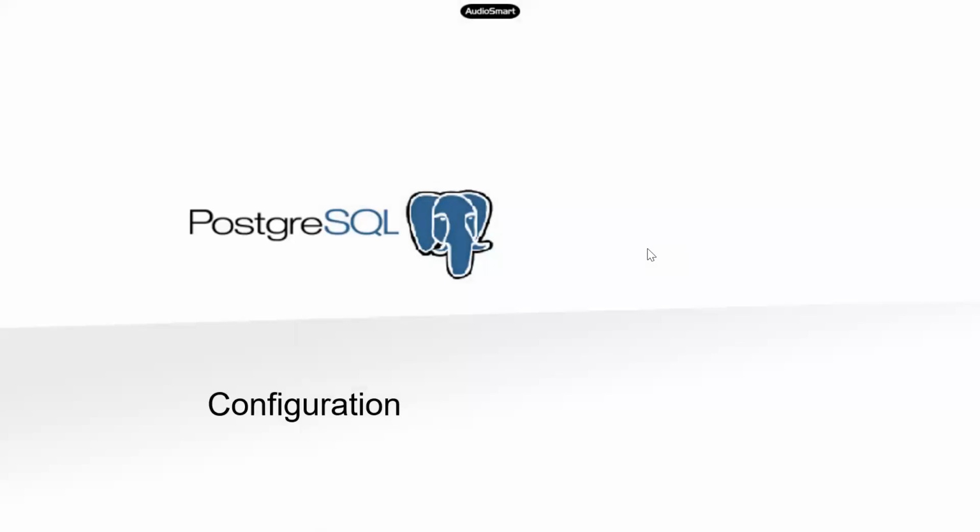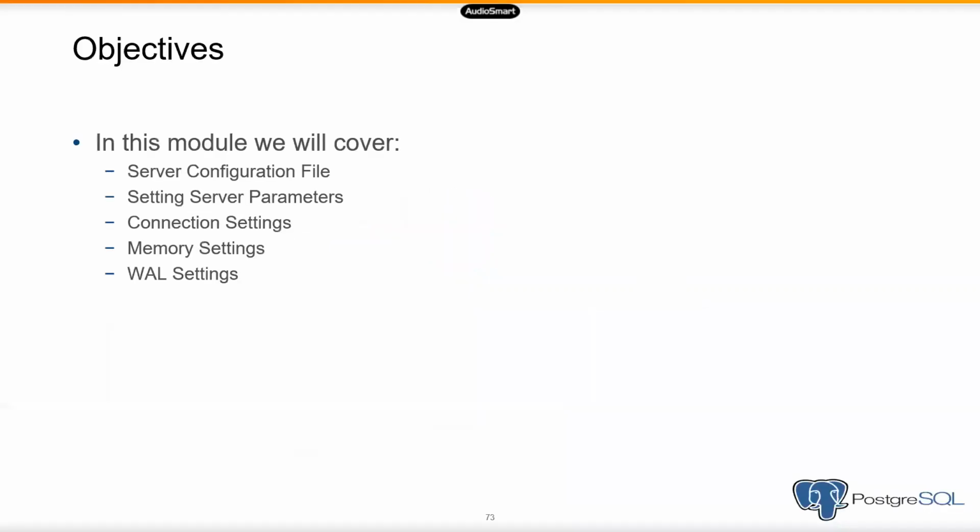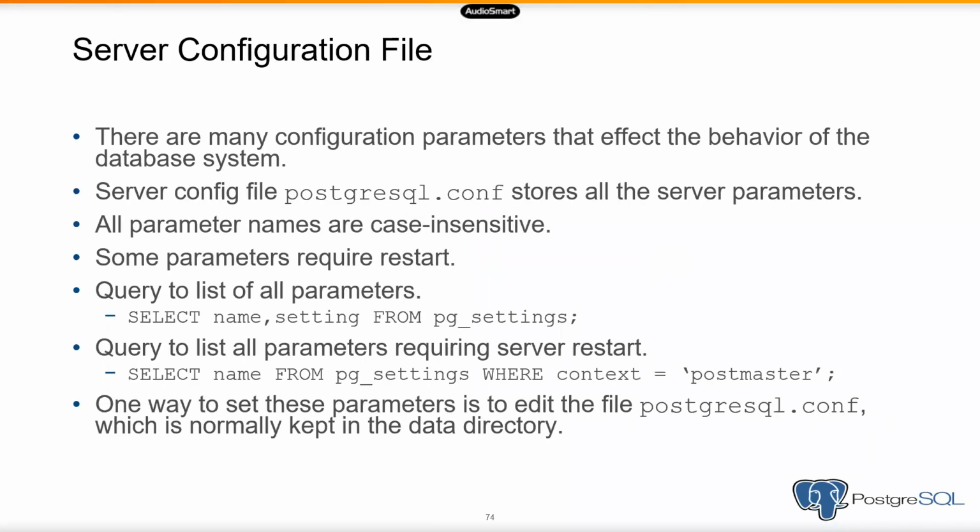Okay, so this is the configuration. Under this module, we'll see the server configuration file, setting the parameters, connection settings, memory settings, and WAL settings. This module is mainly focused on the PostgreSQL configuration file. Any changes to this configuration file, unlike HBA, which requires a reload, this parameter requires a restart.